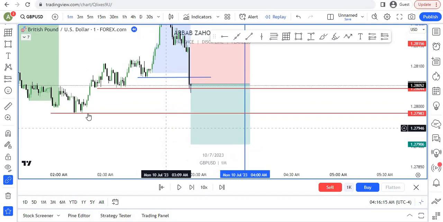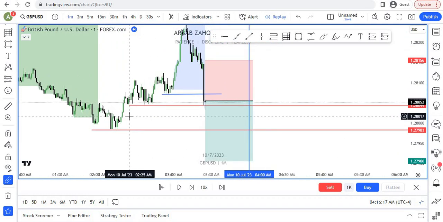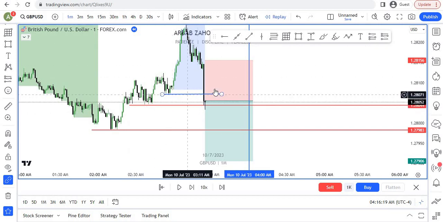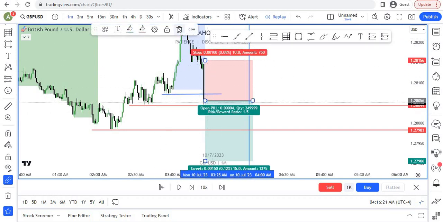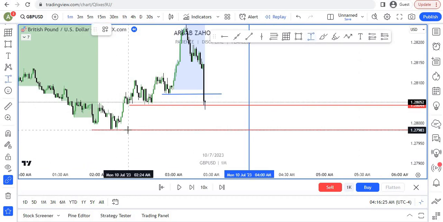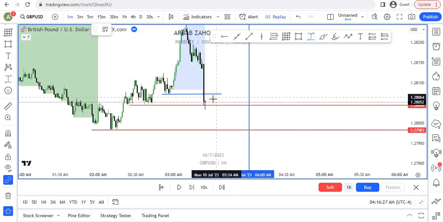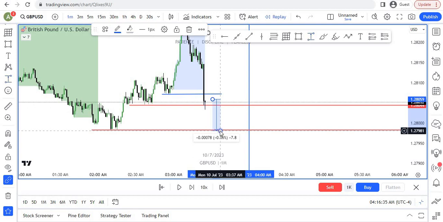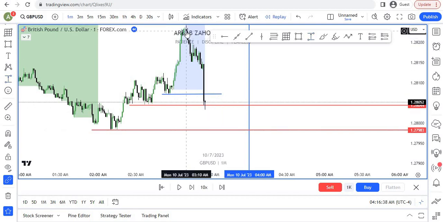ICT said if you find a market structure shift with displacement, you have to find out that your target, the next liquidity area, should be 15 pips in forex, and 10 handles or 5 handles in indices. Did we get that? No, we have 8 pips. So if we find any situation like this, we have to avoid that trade. Remember my point. Understood what I said?